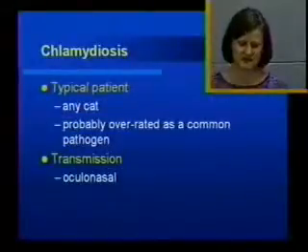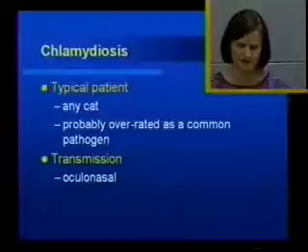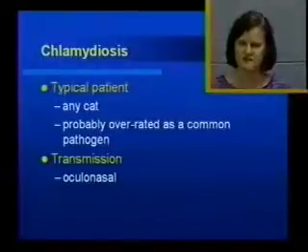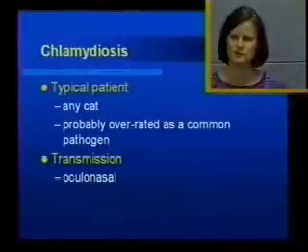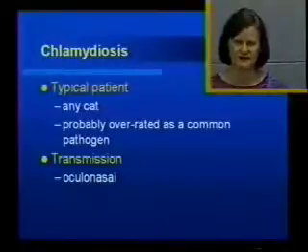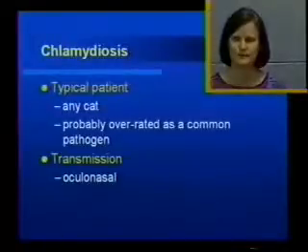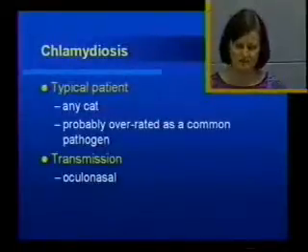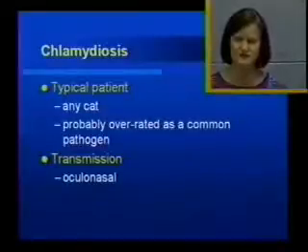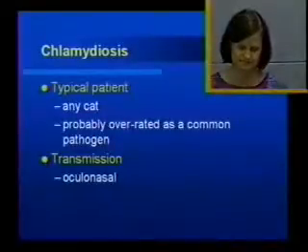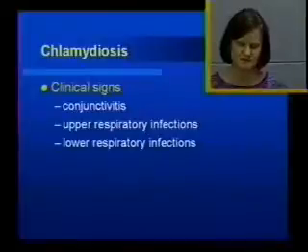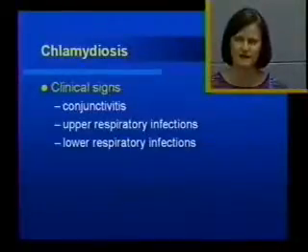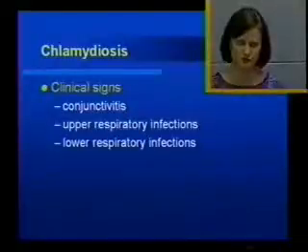The typical patient, again, is any cat. This particular agent used to be credited with causing a lot of conjunctivitis and upper respiratory signs, but it's now believed to be less important as the pathogen in cats. Transmission is oculonasal. Clinical signs are conjunctivitis, upper respiratory infections, and in some animals, pneumonia or lower respiratory infections.